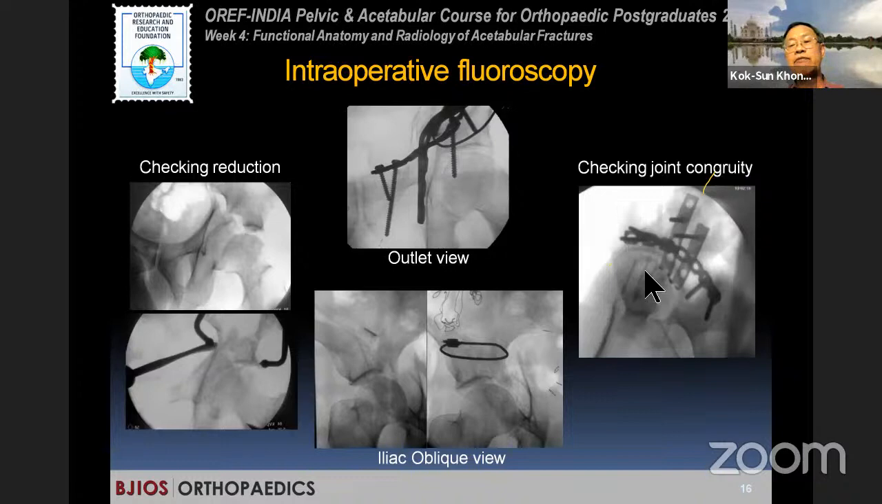You can see that in this head fracture with headless screws inside, you can see a nice joint. And then the hook plates are all outside the joint, and so is the neutralization plate. So these views are again repeated within surgery, so you have to learn them.